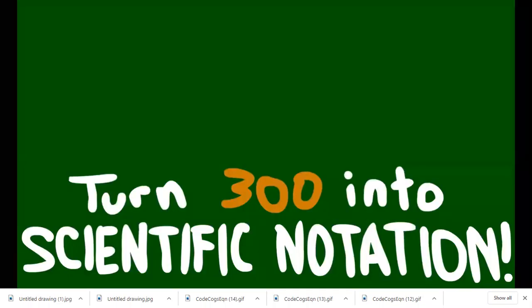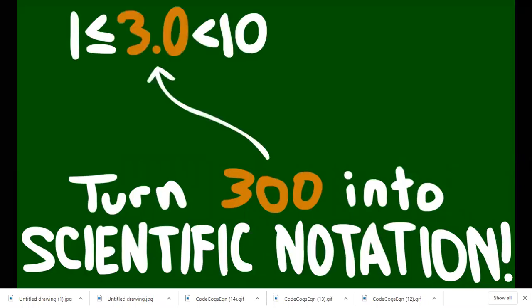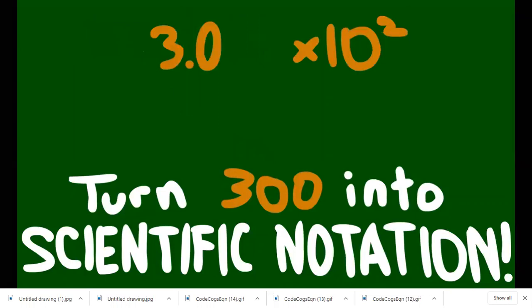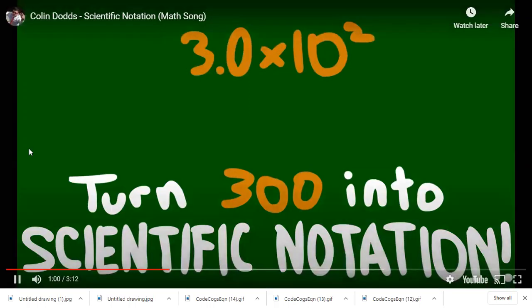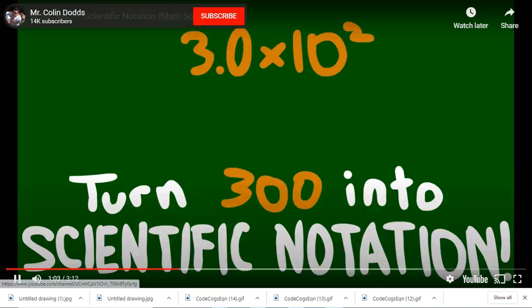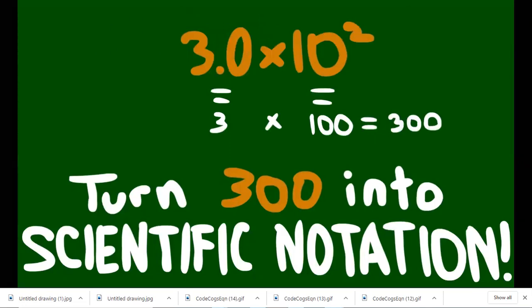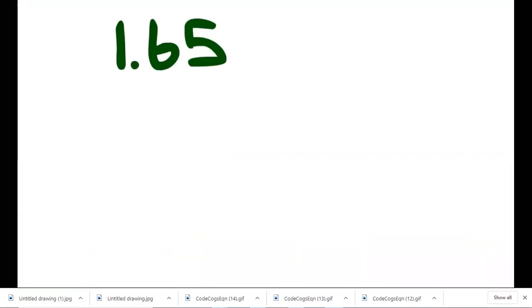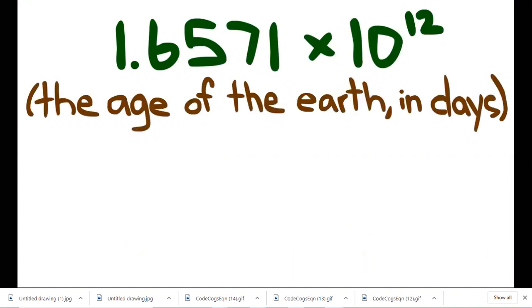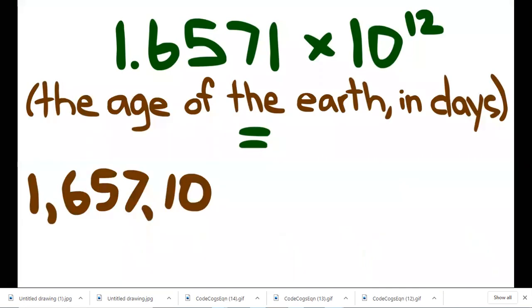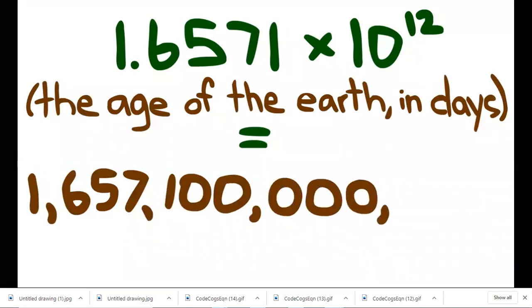Express your number so that it's more than 1, but less than 10. Take that number and multiply it by 10 to the proper exponent. 300 in scientific notation is 3 times 10 to the power of 2. 10 to the power of 2 is 100 times 3, that's 300, so there's your proof. Scientific notation uses exponents, go with the base of 10, so you don't have to write out so many zeros again, and again, and again.